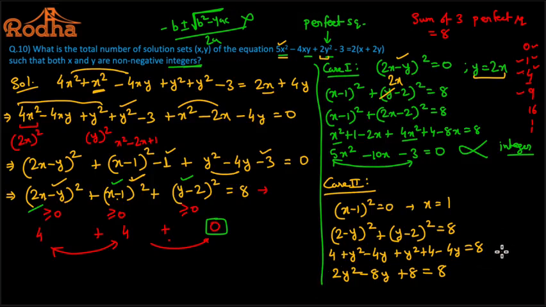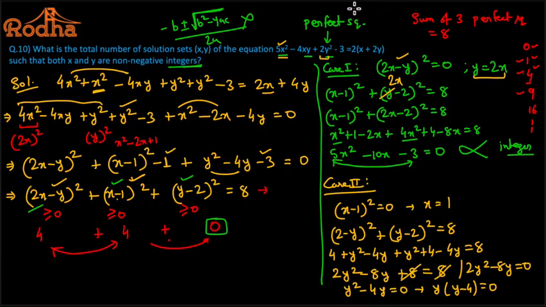अब देखो इसके बाद यहाँ पे क्या आएगा? व्हाट आई कैन राइट फर्दर नाउ? 2y square minus 8y plus 8 is equal to 8. That means 2y square minus 8y equal to 0. Divide by 2 both side. I'll be getting y square minus 4y is 0. Take y common. y into y minus 4 is 0. So I'll be getting two values of y here, y will be 0 and y will be 4. So 0 and 4 are the two values here.